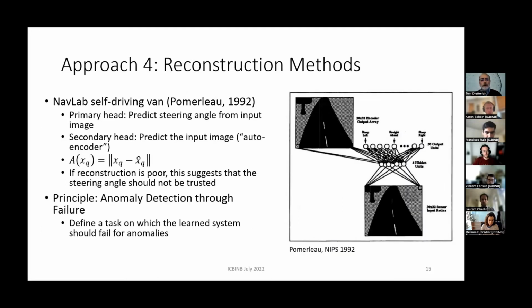And then the final approach is reconstruction methods. And the first time I saw these was in the work of Dean Pomerleau, who was a PhD student at CMU back in 1992, working on self-driving or at least self-steering vehicles. So they had this system called the Nav Lab, which was a big van. It had a forward-looking camera that gave you a 30 by 32 pixel image.